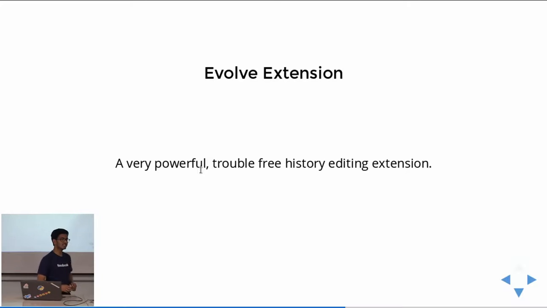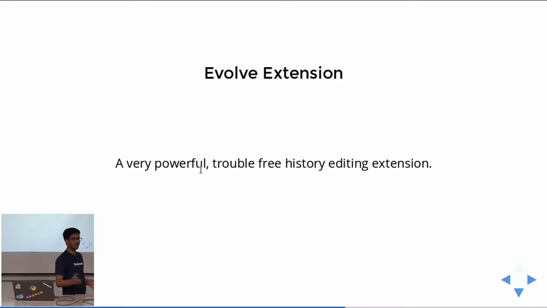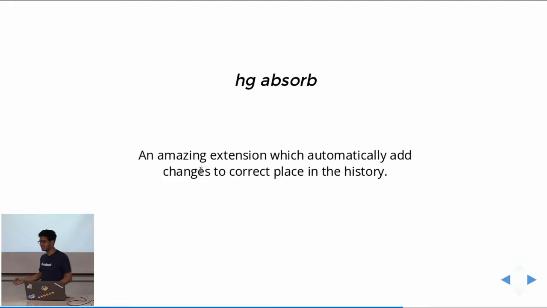So this is the evolve extension. You can edit commits beneath the stack and do powerful history editing things which you can't do in other version control systems. And you have very easy commands left. So let's talk about the next one. The next one is SG absorb. It's a very powerful command. You haven't heard about such a type of history editing tool till now. So let's talk about this.